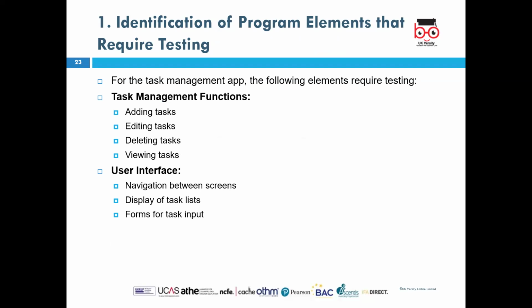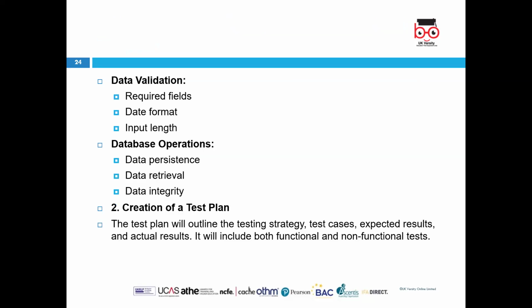So when it comes to identification of our program elements, for the task management app, these following elements are going to be required. We have task management functions, where we have to have the ability to add, edit, delete, and view tasks. For the user interface, we have to have the ability to navigate between screens, display of tasks, task list, and forms for task input.